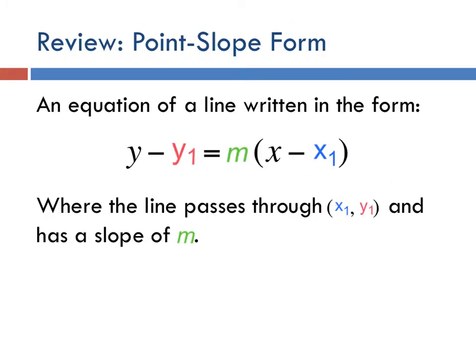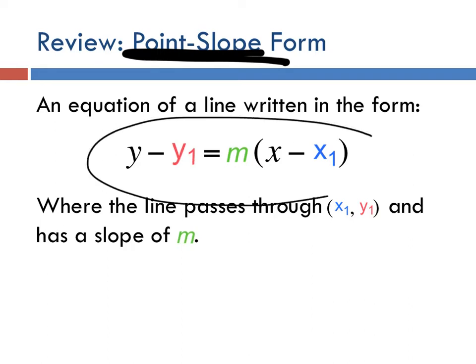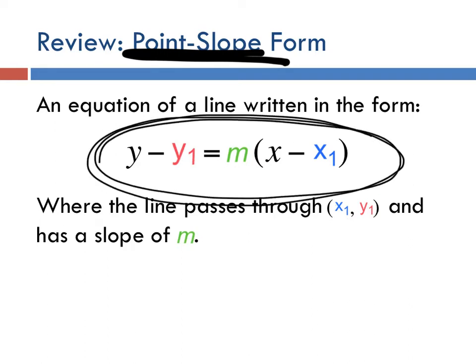So, in an effort to review, the point-slope form, which is pretty much the main thing we're going to be using for this slide, is an equation of a line written in this form right here. So make sure you write this part down in your notes, because that's the formula we're going to be using for this week. And it passes through x1, y1, and has a slope of m.